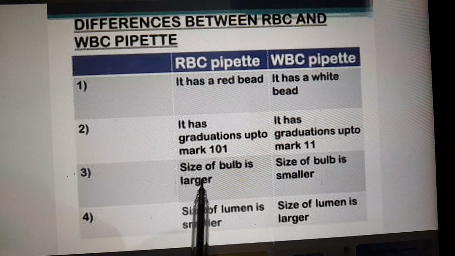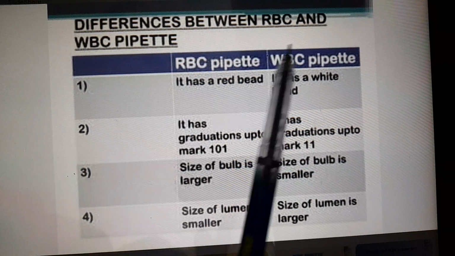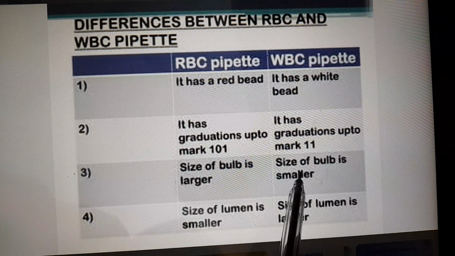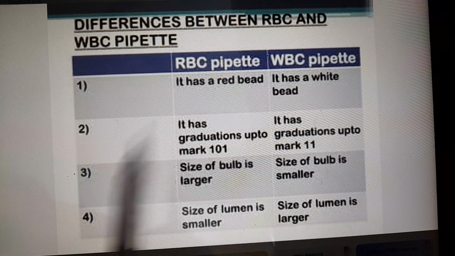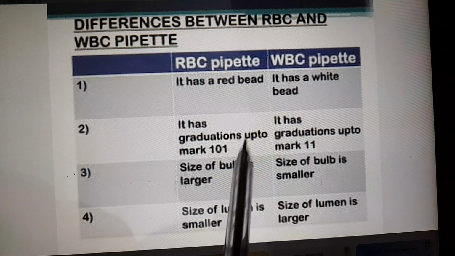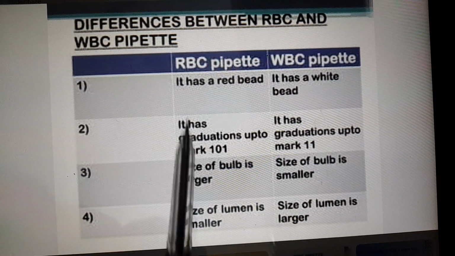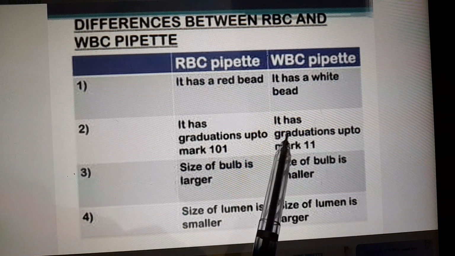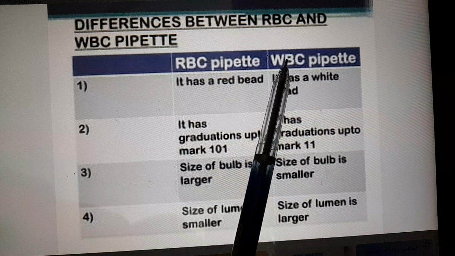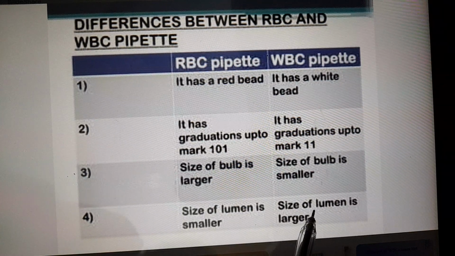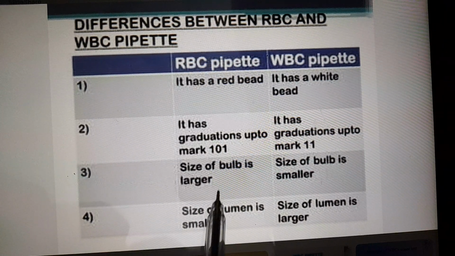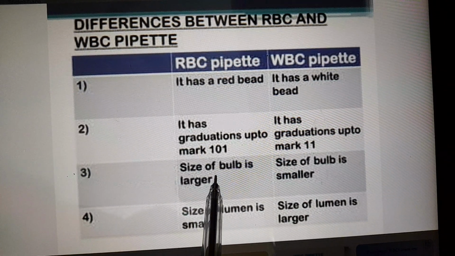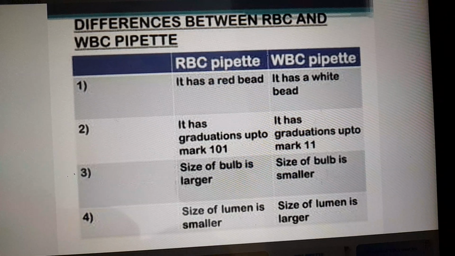The size of the bulb is larger in the red blood cell pipette, whereas the size of the bulb is smaller in the white blood cell pipette. It's smaller and it has fewer markings. The size of the lumen is larger in the white blood cell pipette, whereas the size of the lumen is smaller in the red blood cell pipette. The lumen is opposite, whereas bulb and graduations are less in the white blood cell pipette, and the lumen is larger in this one. Whereas for the red blood cell pipette, we have markings which are greater, the bulb is larger, but the size of the lumen is smaller.